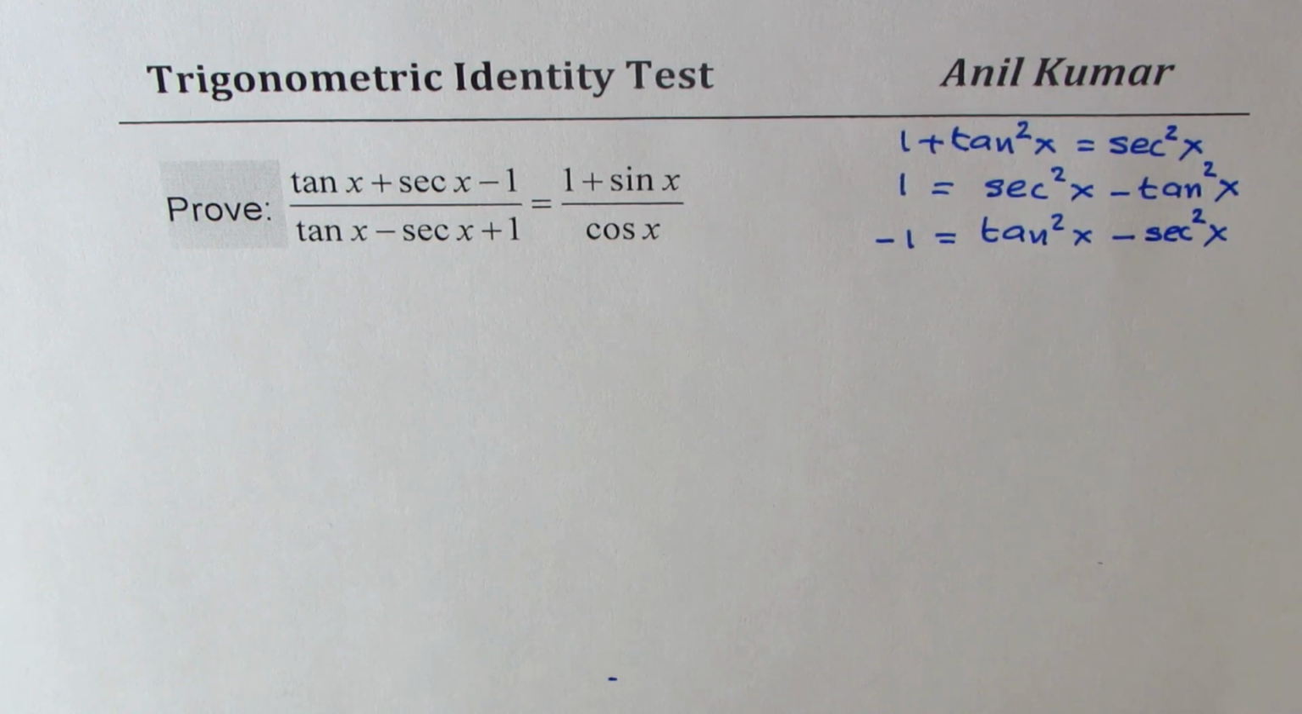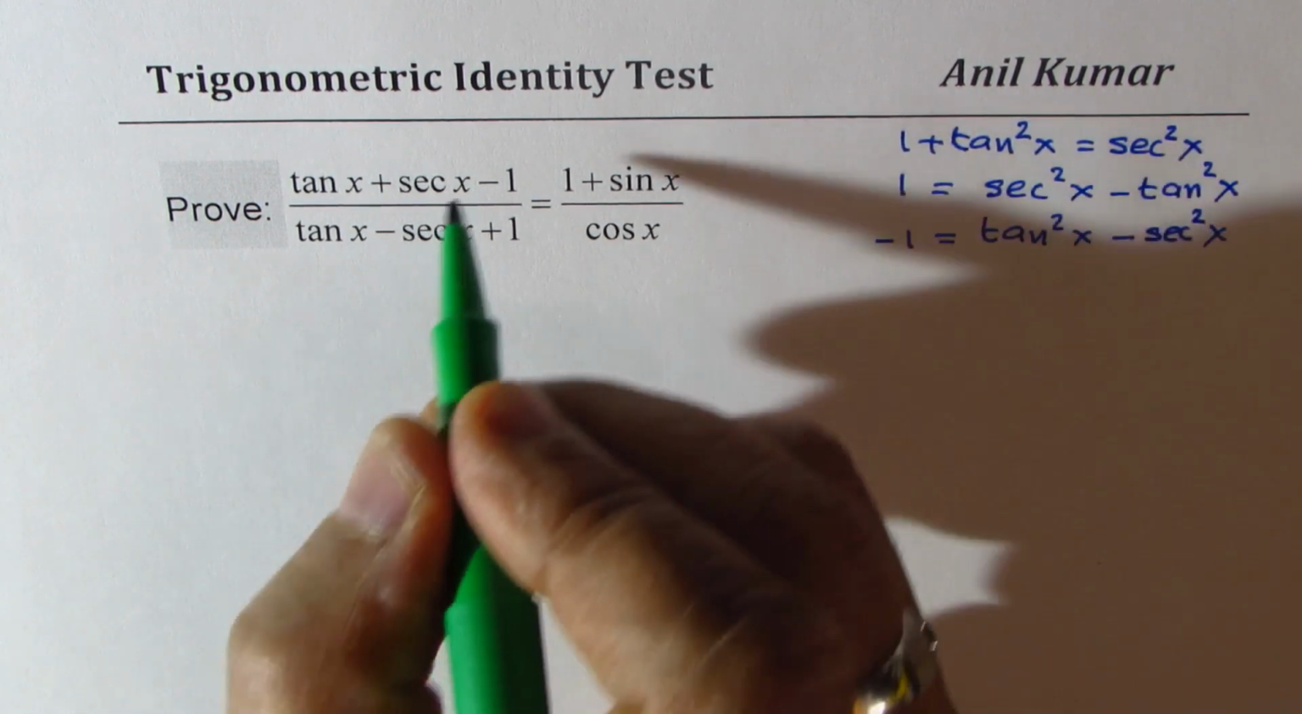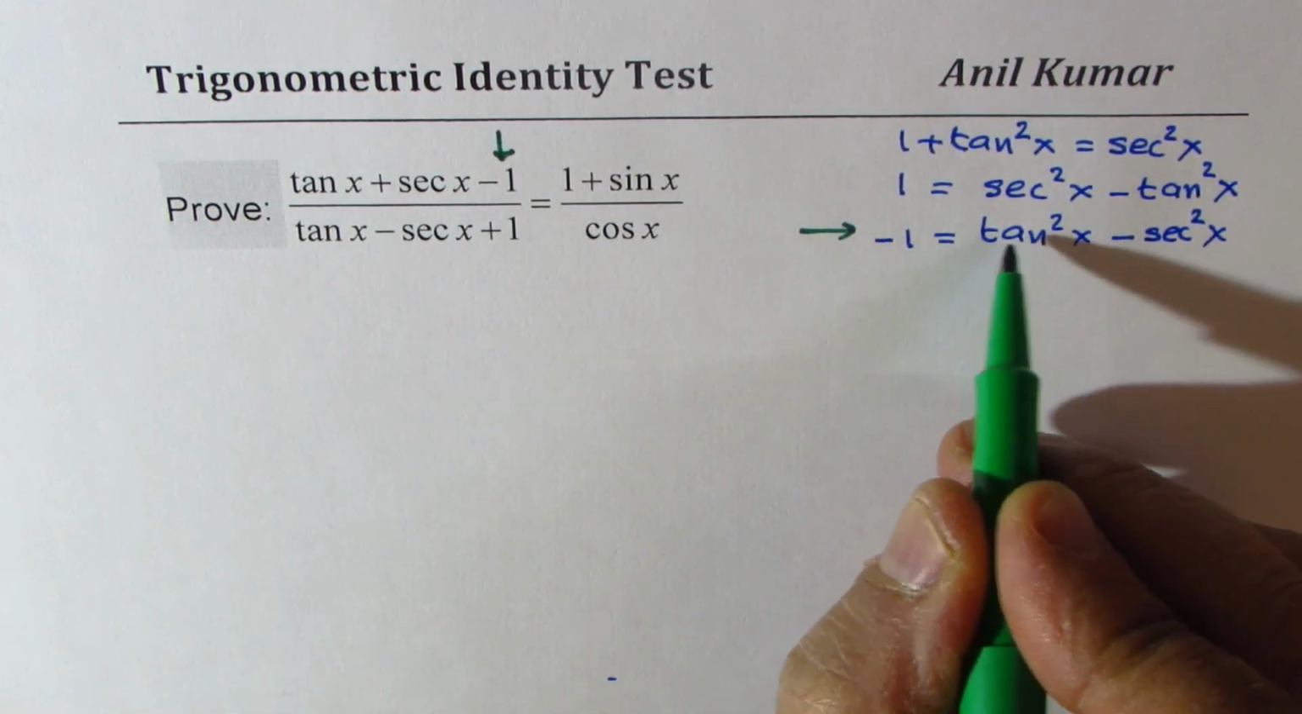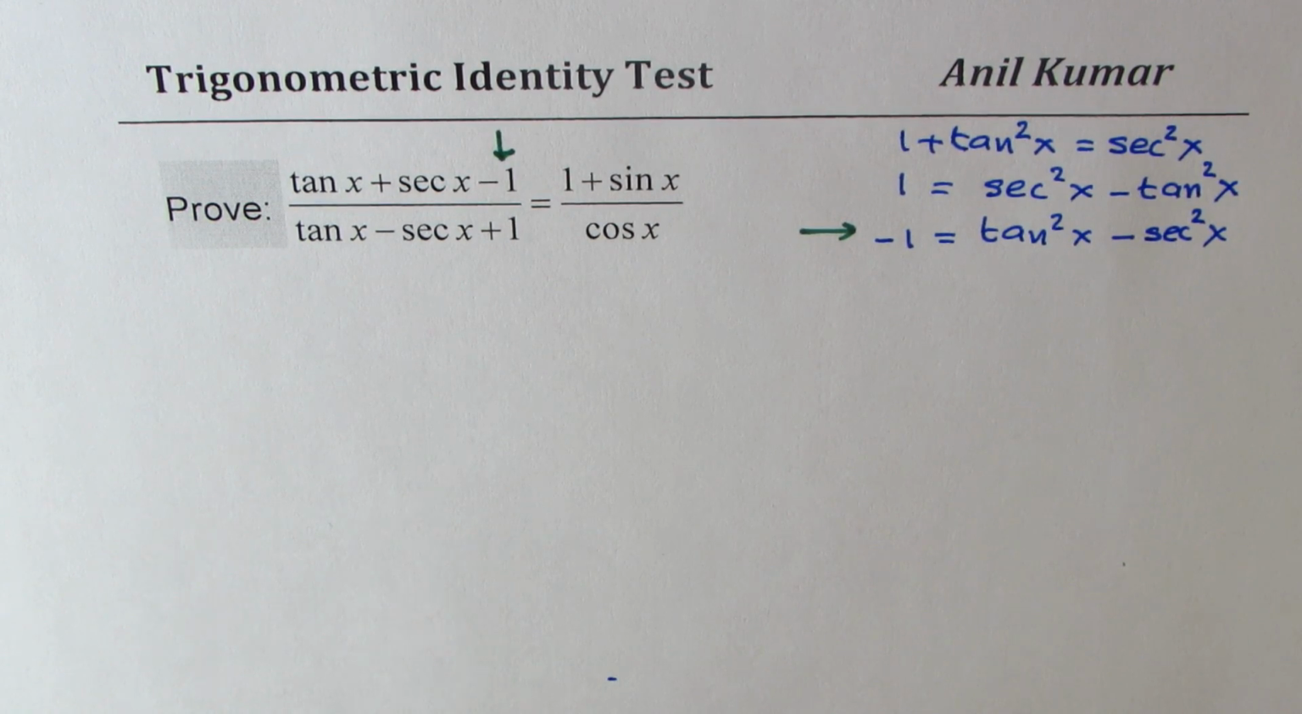So you could use as and when required. Now in this case, what we are going to do is replace this minus 1 with the difference of tan square and secant square x. And then we are going to factor. So I hope now this strategy is clear to you. So you can again pause the video and prove this identity.